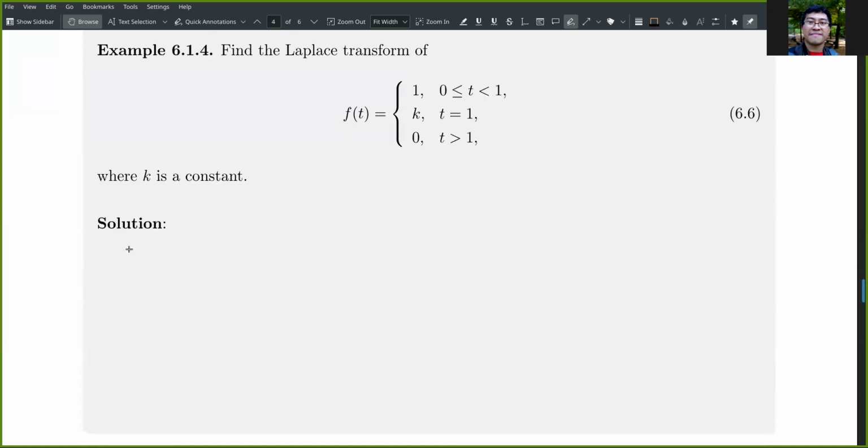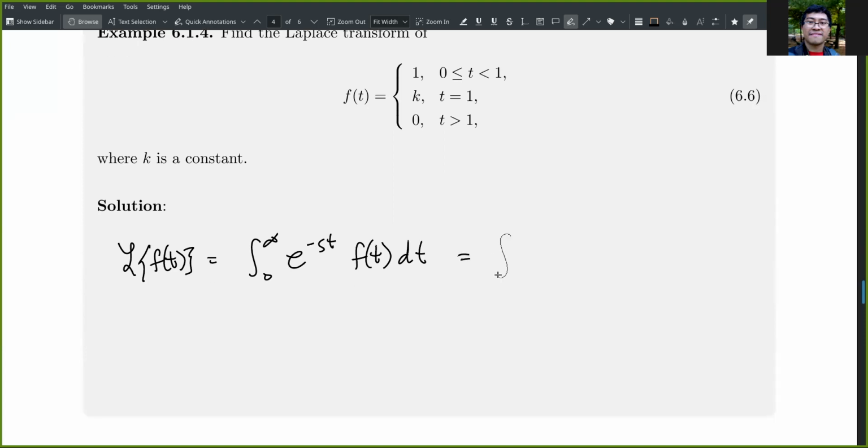For the fourth example in this section, find the Laplace transform of f(t), which is piecewise continuous. It's 1 for t from 0 to 1, 0 for t greater than 1, and k at the discontinuity. But at a discontinuity, we don't really care about the value of f. So our Laplace transform of f(t), by definition, is the integral from 0 to infinity of e^(-st) f(t). For this case, we simply have 0 to 1, because it's 0 for t greater than 1, e^(-st) dt.